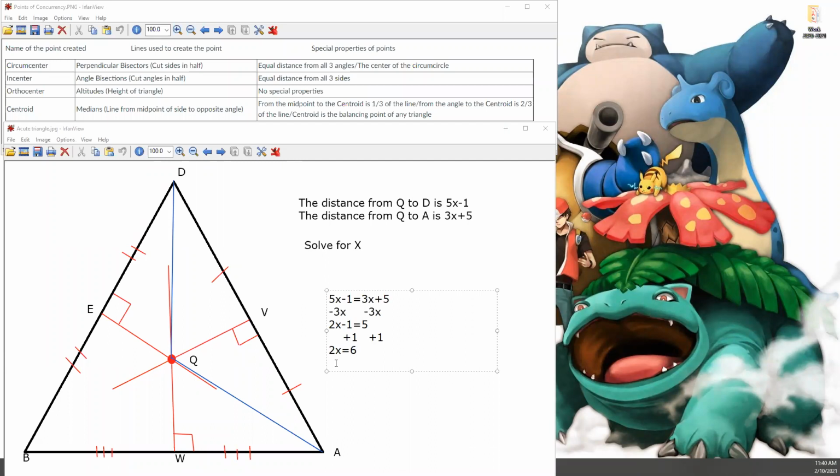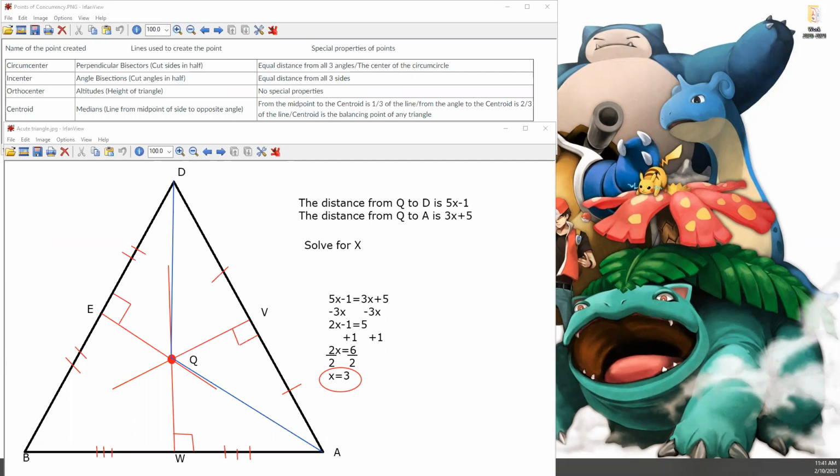All right. So since 2 is being multiplied by the x, you're going to divide both sides by 2. Let's see if that worked. It did. Hey, look at that. So you divide both sides by 2. You're left with x equals 3. Your final answer. Boom. Nice.